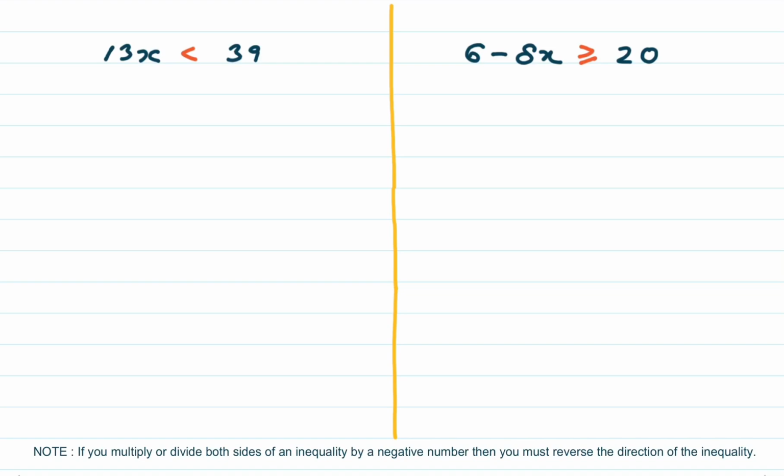13x less than 39. So 13x divided by 13 less than 39 divided by 13. That gives me x less than 3.